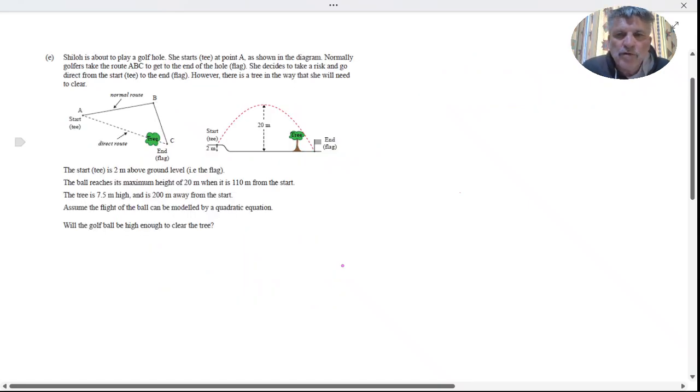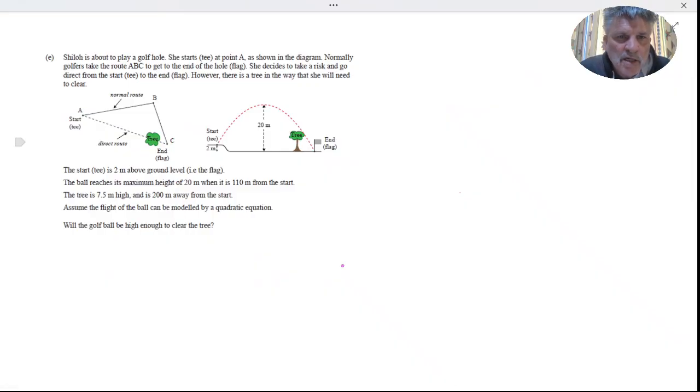And our final question. Shiloh is about to play a golf hole. She starts at the tee at point A, and as shown in the diagram, normally golfers take the route A, B, C to get to the end of the hole, the flag.